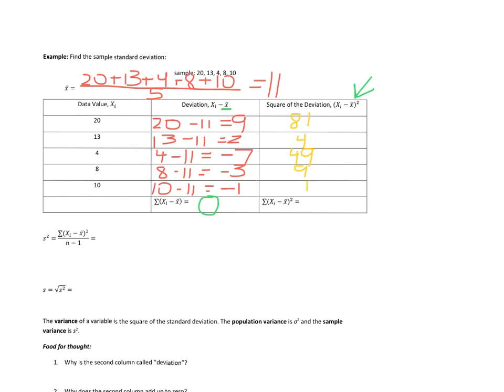Now we're going to find the mean of all the square deviations. So we have to add them up. So 81 plus 4 plus 49 plus 9 plus 1. That's this symbol right here, the summation. And then normally we would divide by the sample size, but we're going to divide by the degrees of freedom. So our sample size is 1, 2, 3, 4, 5 observations. So we're going to divide by 4.